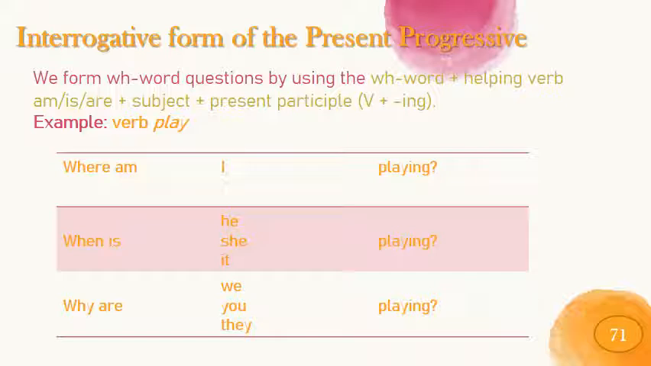But what if I want to form the question with a WH word? Also, it's simple and easy. I start with the WH word, then the helping verb, then the subject, then the verb with ing. Example, where am I playing soccer? When is he playing soccer? When is she playing soccer? When is it playing soccer? Why are we playing basketball? Why are you playing basketball? Why are they playing basketball? So you see, it's simple. I start with the WH word, then the verb to be, then the subject, then the verb with ing. Okay?